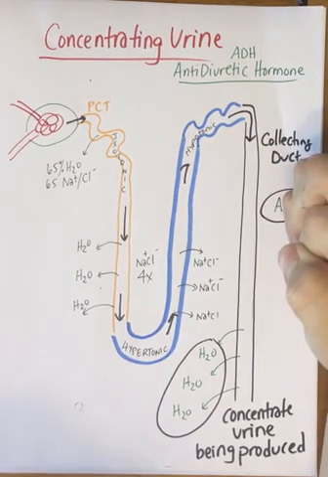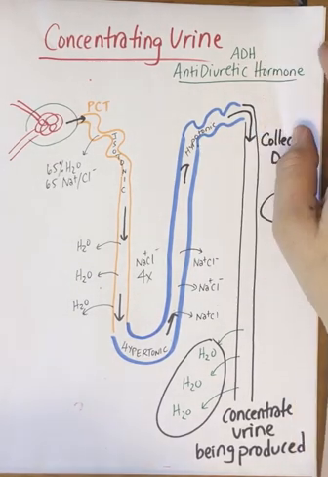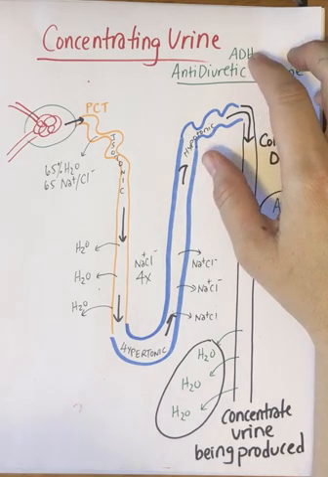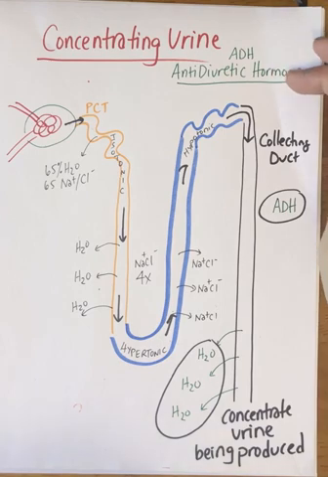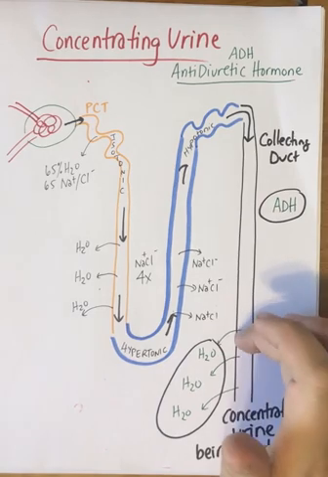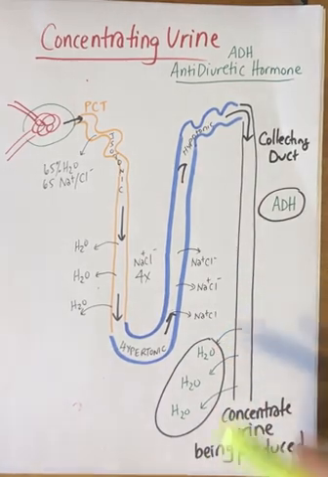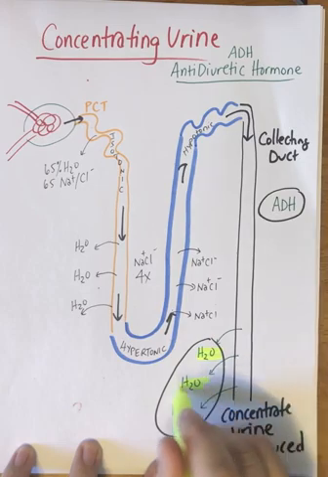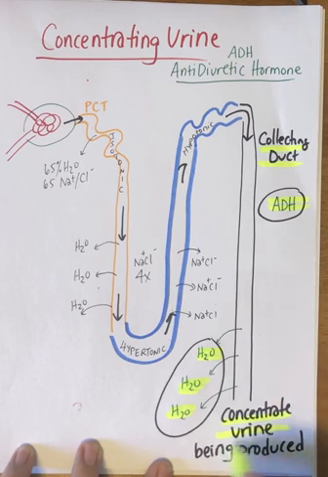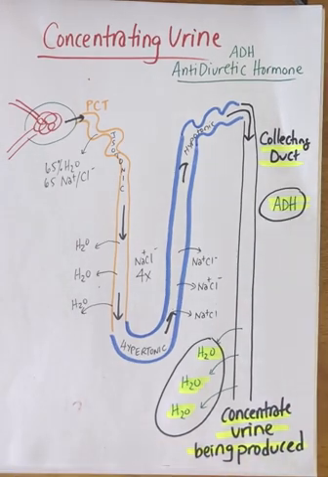Now, to concentrate your urine, whenever we're in times where we have low water amounts, we'll produce antidiuretic hormone in the hypothalamus, which is stored in the posterior pituitary. And it's actually going to act on your collecting duct, which is going to pull out your final amount of water out of the collecting duct. And this is going to concentrate our urine being produced, which is going to be emptied into the renal papilla, and then from the renal papilla to the minor calyx, to the major calyx, to the renal pelvis, to the ureter.